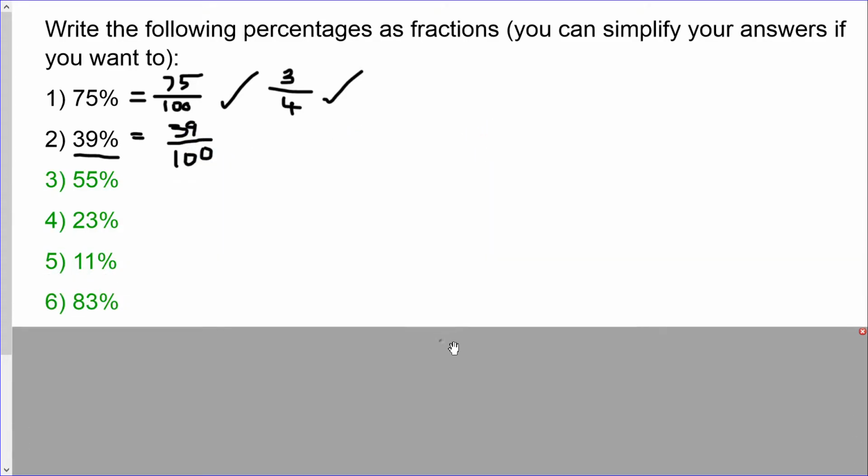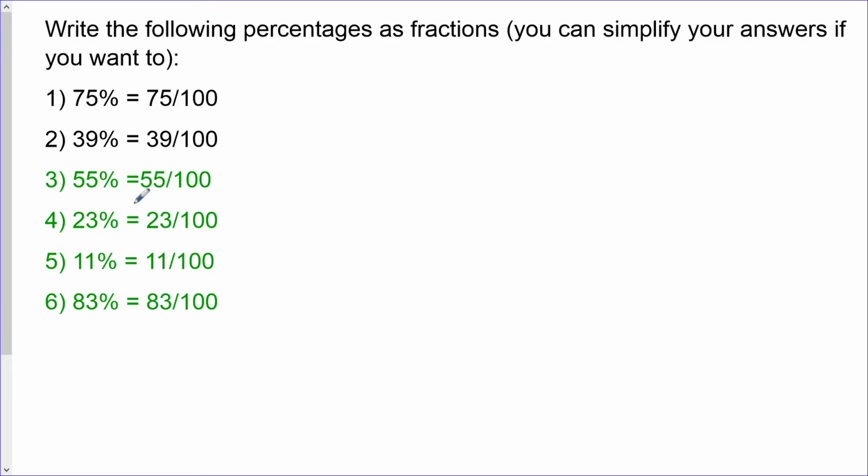Okay, so I want you to have a go, please, at these four. Can you convert these four percentages into a fraction, please? Off you go. So you should have given yourself enough time to answer those there. So let's have a look at what the answers are. These are quite simple, so I expect you to be getting these correct.